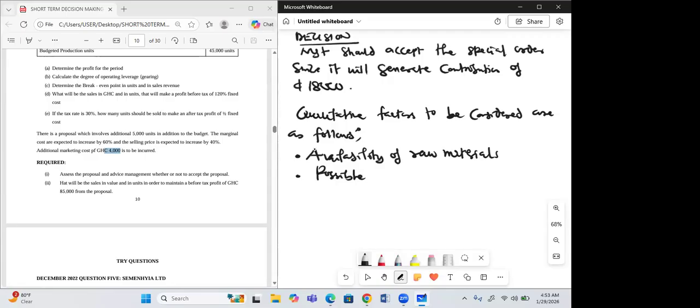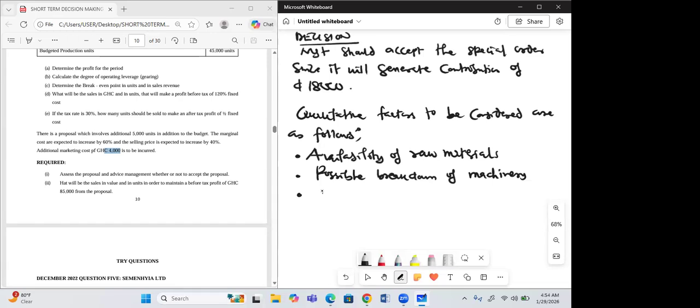There's possible breakdown of machinery. So when you know this, then you have to do regular maintenance. Then what else again? Efficiency of the existing labor. Yes.